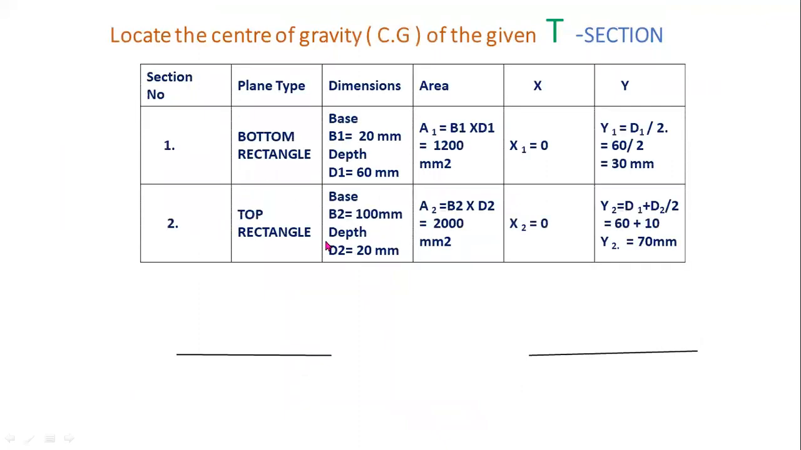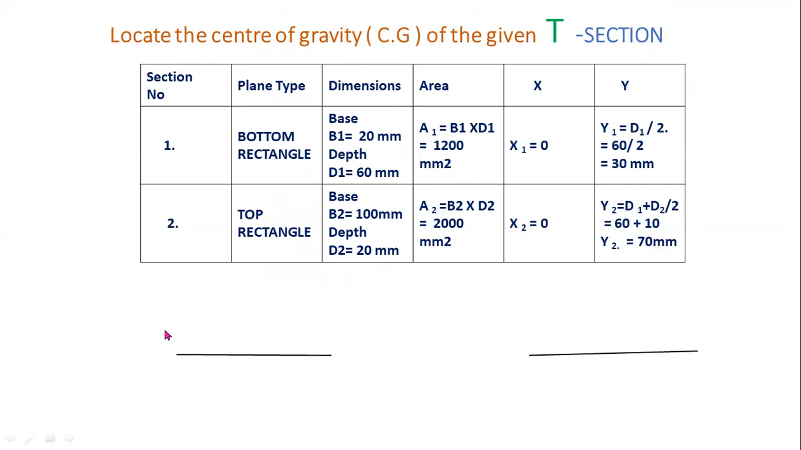Now, here section 1 is the bottom rectangle, section 2 is the top horizontal rectangle. B1, D1, B2, D2 are the dimensions. A1, A2 are the individual areas. X1 equal to 0, X2 equal to 0. Y1 equal to 30 mm, Y2 equal to 70 mm.